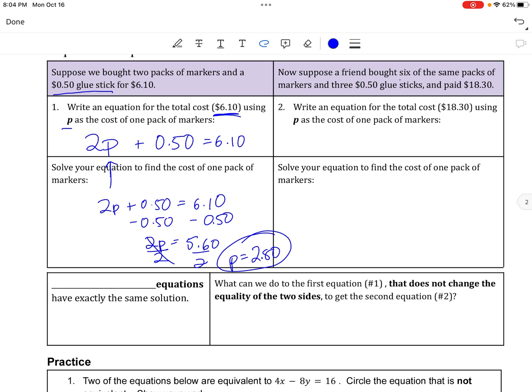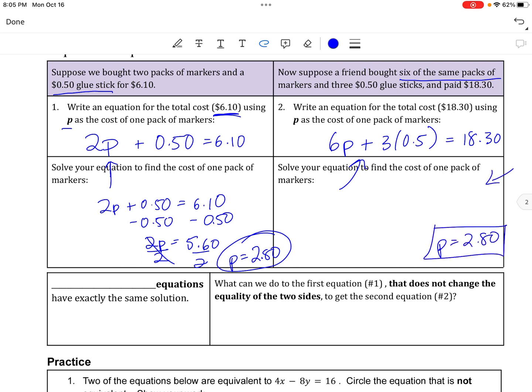Now we have a different scenario. We know that someone bought 6 packs of markers. So instead of 2p, it's going to be 6p. And 3 glue sticks, 3 times 0.5. And paid a total of $18.30. So, same thing. You're going to solve this equation for p. And if you do that, you will find the pack of markers still costs the same amount. p equals 2.80. So you show your work, and you should get p equals 2.80.